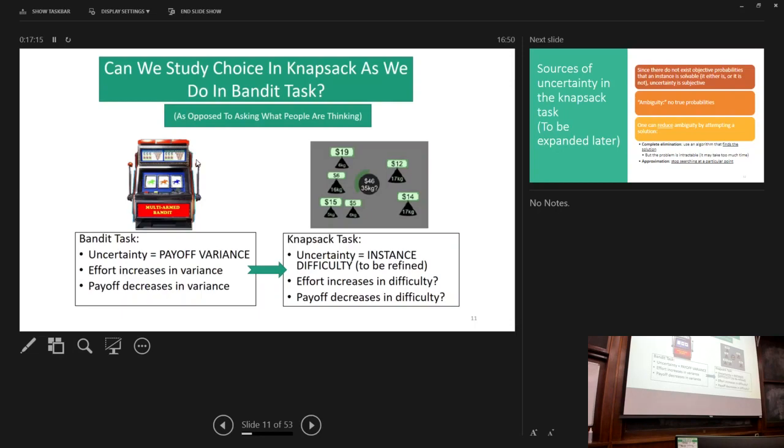And then the question is, if you can do that, does effort increase in difficulty and does payoff decrease in difficulty, just like here? So there's an analogy. But that raises the issue, what is instance difficulty? And that's where the story starts. In 2005, two PhD students at Caltech and I started thinking about this. How do you measure difficulty?